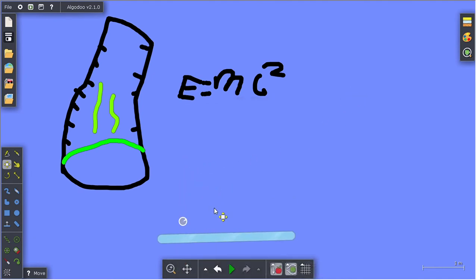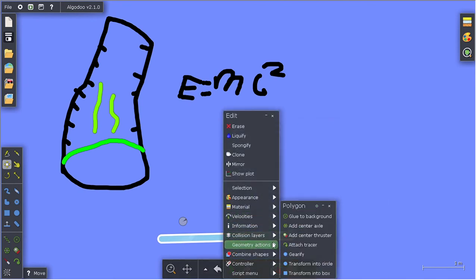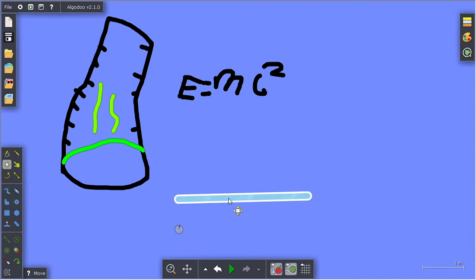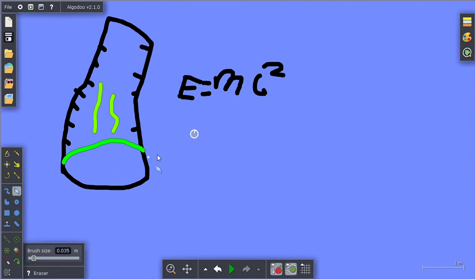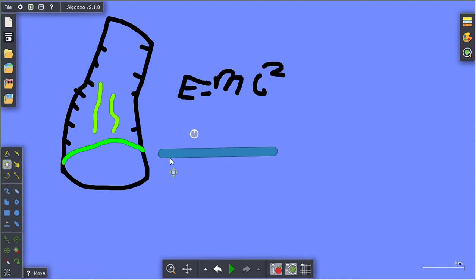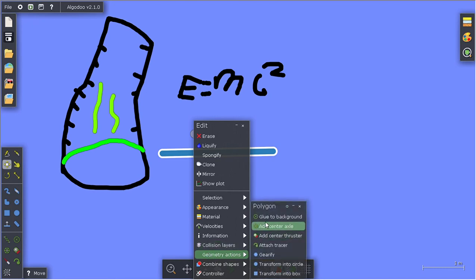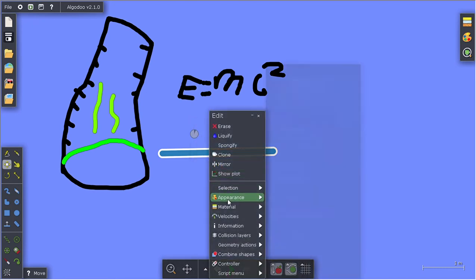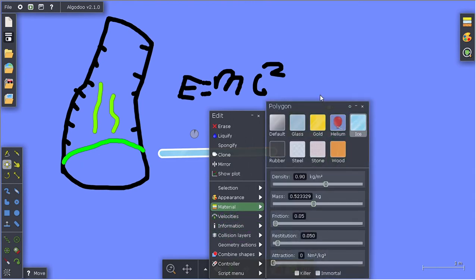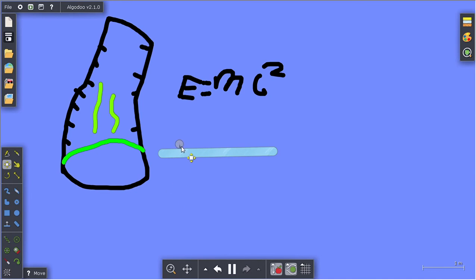As you can, oh, gotta glue you. I swear to God. Why is it always slanted? I feel like that's the perfect line. For God's sakes, Algodoo, make it easier to draw a straight line.